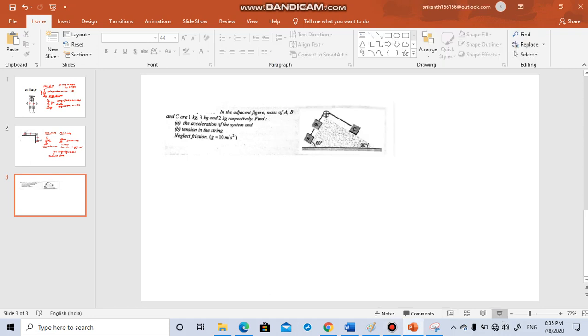So in this series we are going to see the third question. Here a pulley system is shown like this. There are two inclined planes making 60-degree and 30-degree angles, and there are three masses.